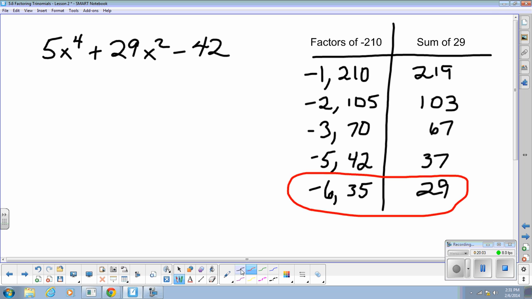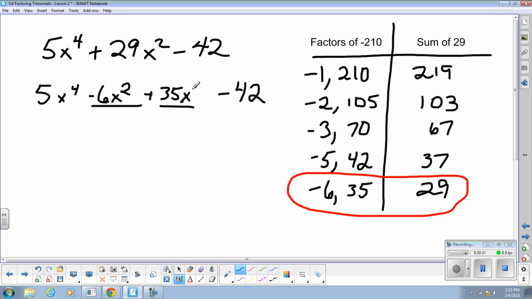So when I write over here now, I have 5x to the fourth. I have to have a middle term here, a middle term here, and a minus 42. So now as I write the middle terms, notice up here it says x squared. So I have plus 29x squared. I will write minus 6x squared, and then I will put plus 35x squared. And how is that determined? Well, let's do the factoring by grouping and you'll see how that worked.